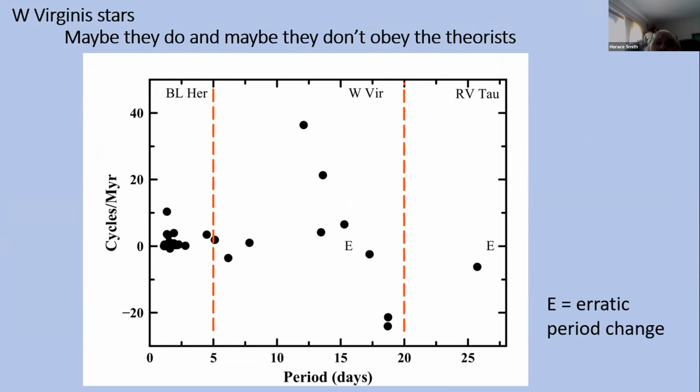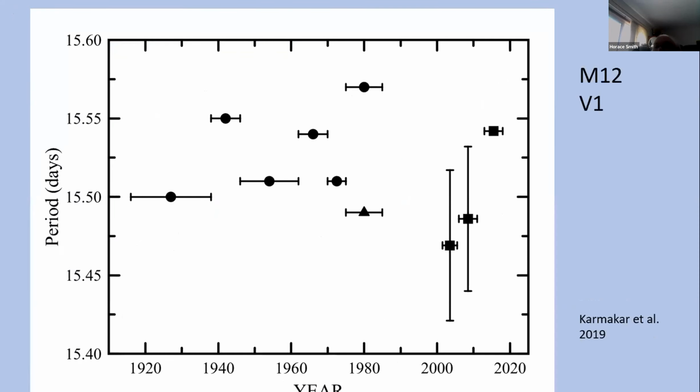If we add the W Vir stars to the diagram, well, we see both period increases and decreases, but there are just not enough stars for the pattern to appear as to whether they obey or do not obey stellar evolution theory. And there are, again, erratic stars where we see erratic period changes that must have another origin. Here's one, V1 in M12, where the period has jumped around between 15.5 and 15.55 days without revealing an overall trend over the last century.